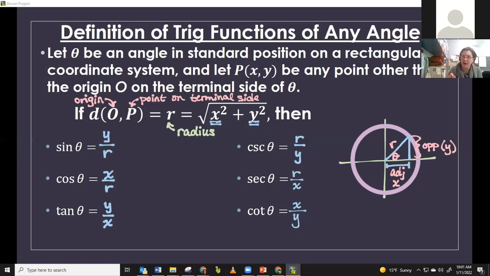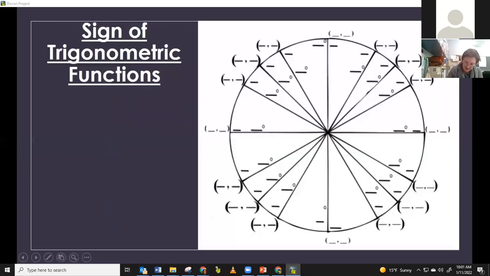I want to do a little bit of practice with you. Since I wasn't here yesterday, I want to talk about the signs of the trigonometric functions. I want to fill in the unit circle with you. And then we're going to do just a little bit of practice before we get into some proofs.